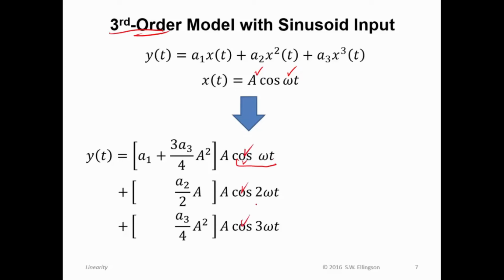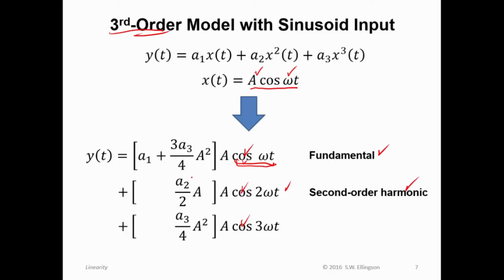So what we see is that whereas we started with an input that has simply 1 frequency in it, the output has 3 frequencies, namely omega, 2 omega, and 3 omega. So these terms have special names. The first term, which has the expected frequency in it, is referred to as the fundamental. The second term, which is twice the frequency, is referred to as the second order harmonic.